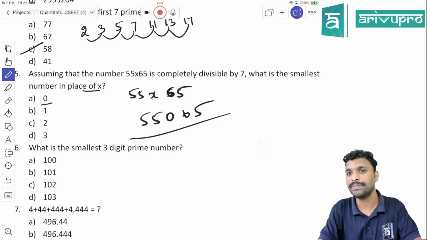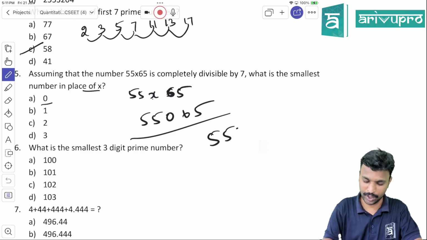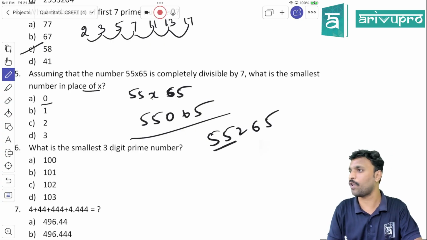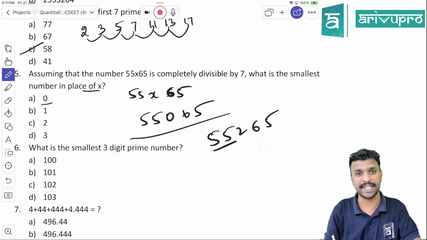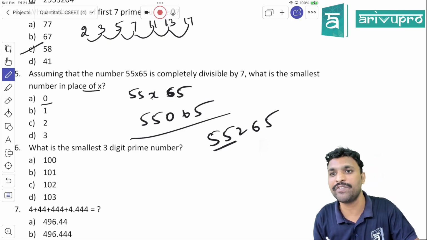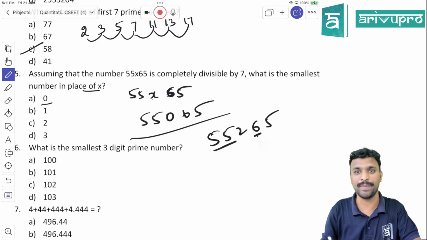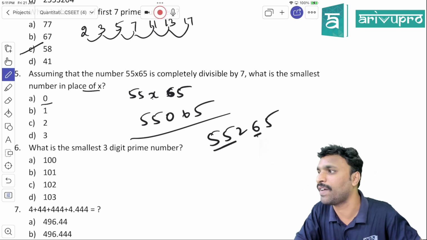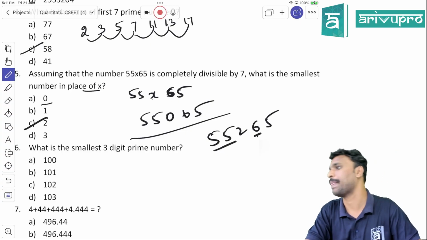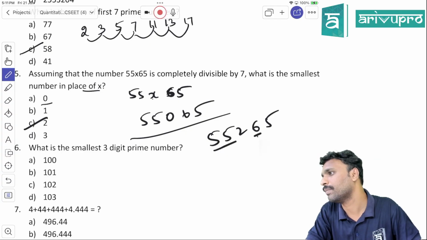Is it 2? 55265. 7 7s are 49. Remainder is 6, 62. 7 8s are 56, 6 is the remainder. 7 9s are 63, 3 is the remainder. 7 5s are 35. So answer is option C.